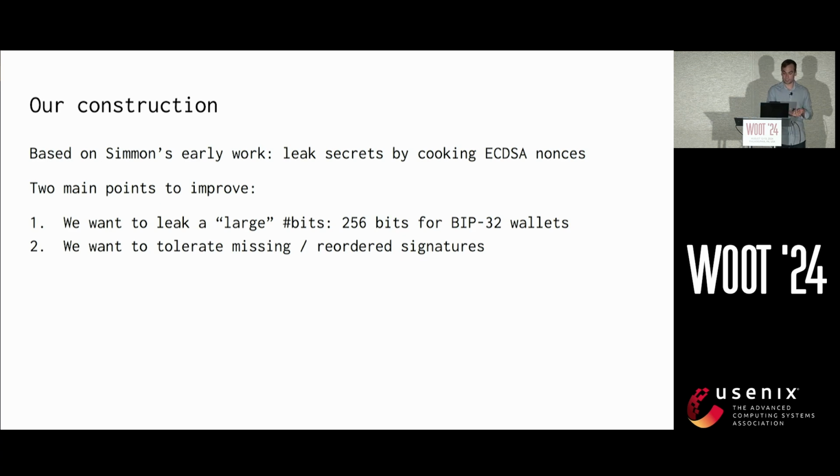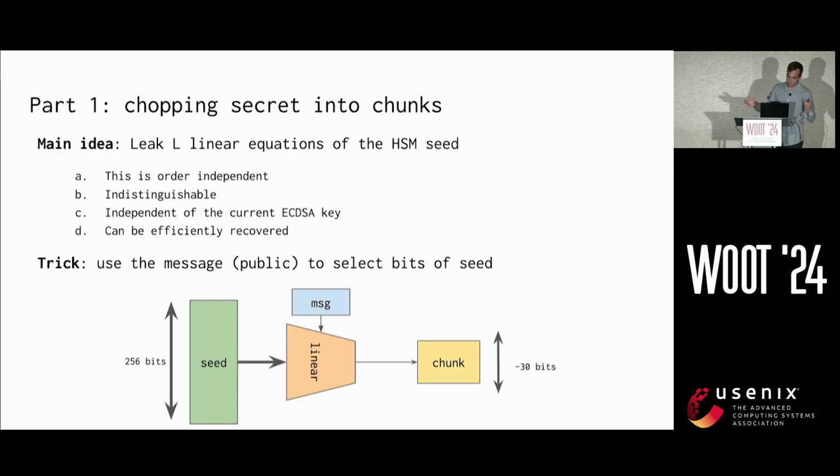We're reusing that. There are two things that we try to improve here. One is leaking maybe 256 bits, so leaking way more bits, so that you can leak your whole seed, not only 40-something bits. And you want to deal with the thing that we mentioned before, which is missing or reordered signatures. There are two parts to this construction. The first one is chopping your seed into smaller chunks.